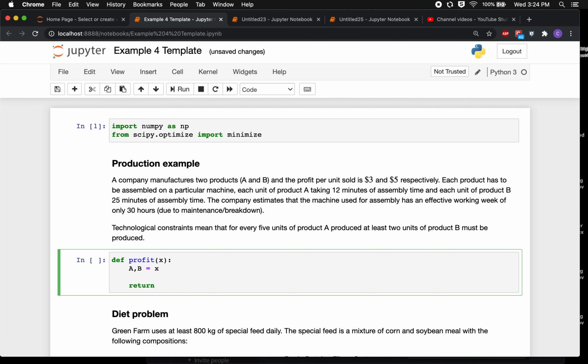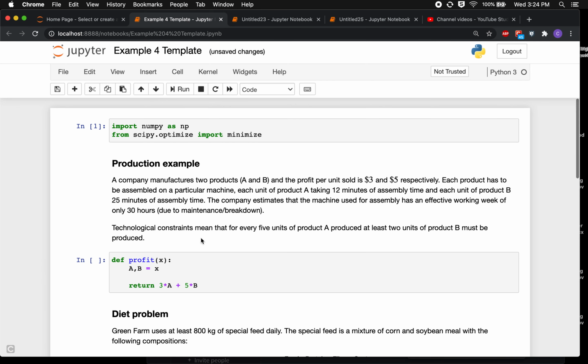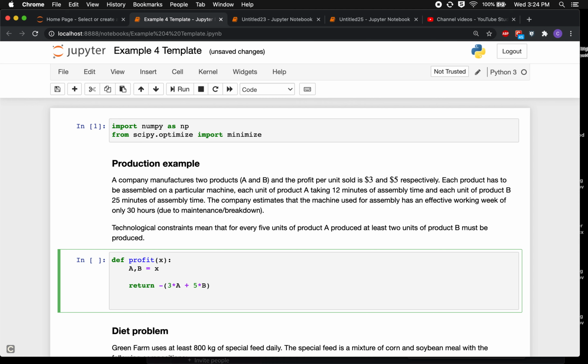And then my profit, in this case, is going to be 3 times A, because I get $3 for every unit of A, plus $5 for every unit of B. And since I want to maximize the profit, what I'm going to do is minimize the negative of the profit. So I'm going to do minus 3 times A plus 5 times B. And that's going to be the profit that we're going to minimize.